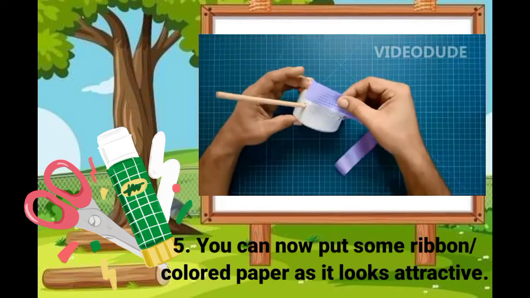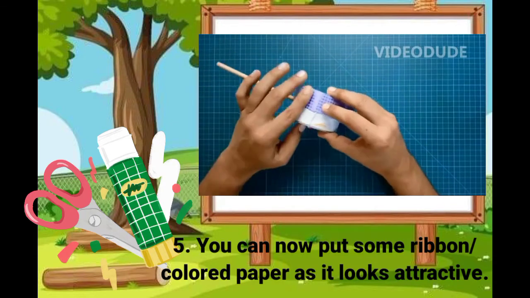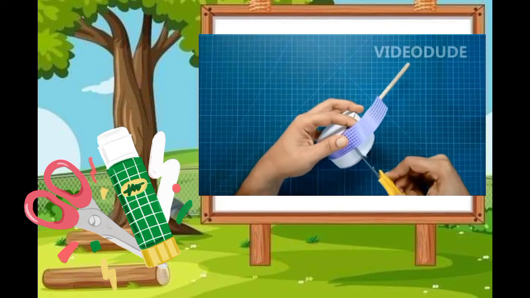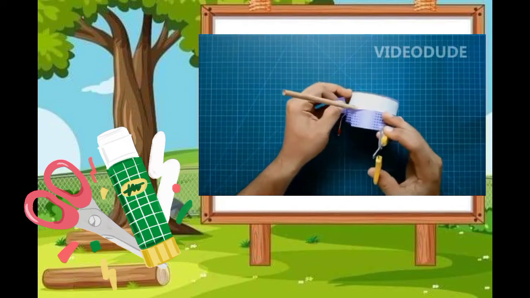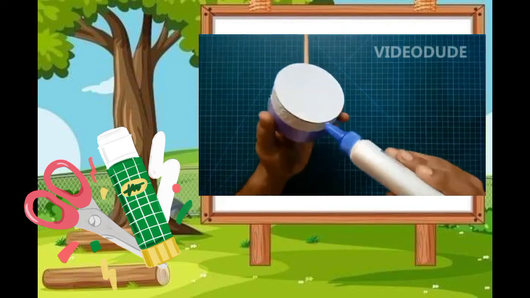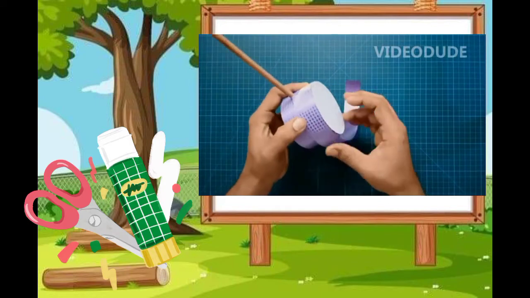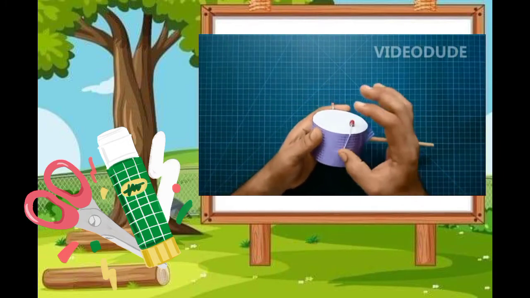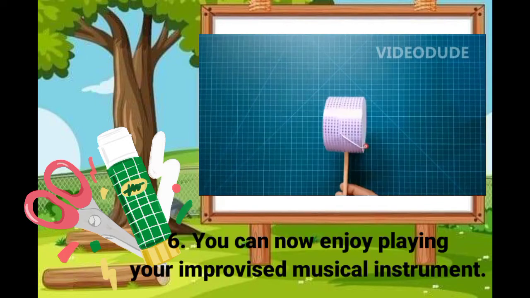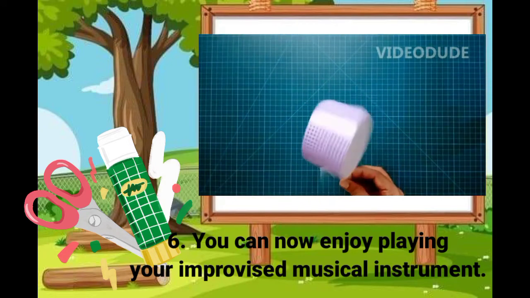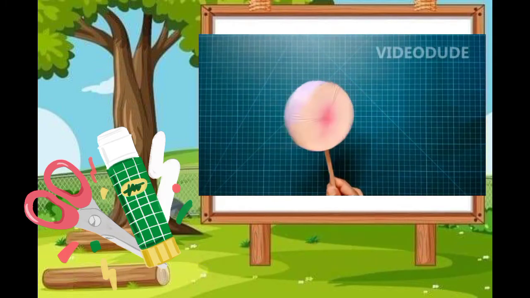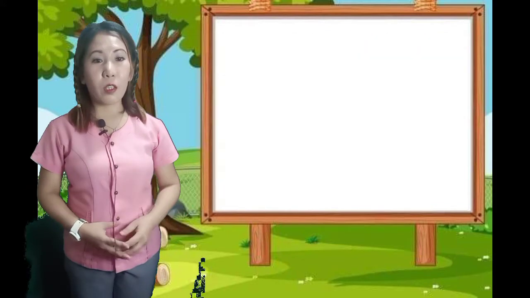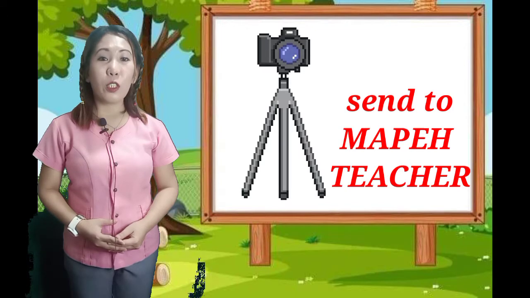Number 5, you can now put some ribbon or colored paper so it looks attractive. And number 6, you can now enjoy playing an improvised musical instrument, your DIY spinning drum. Don't forget to take a photo of your output, then send it to your MAPEH teacher.